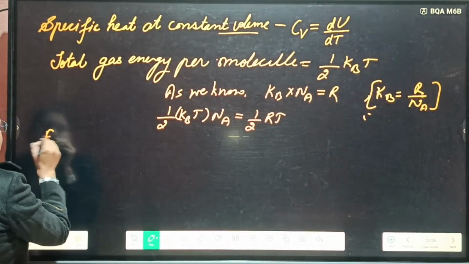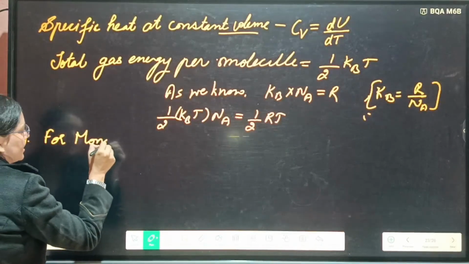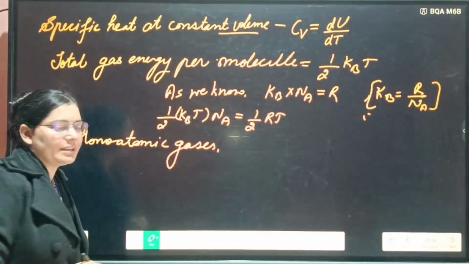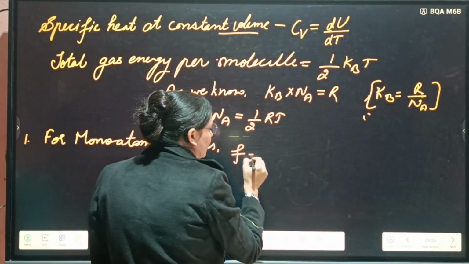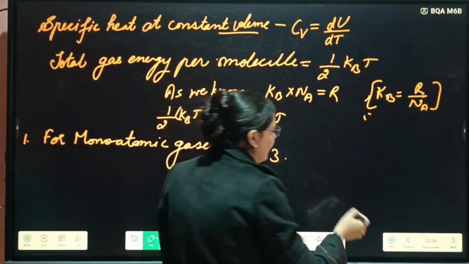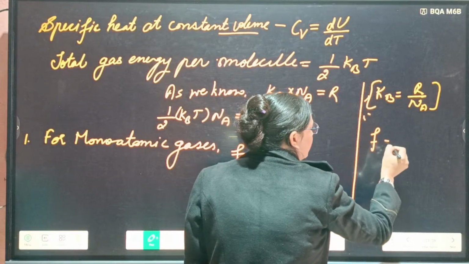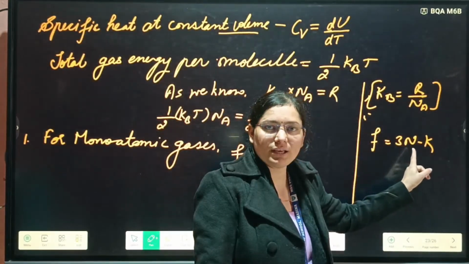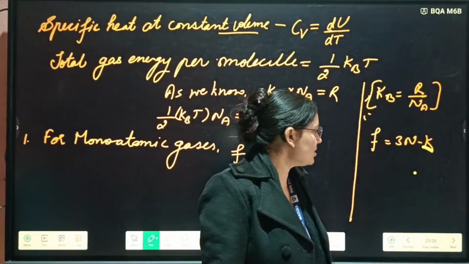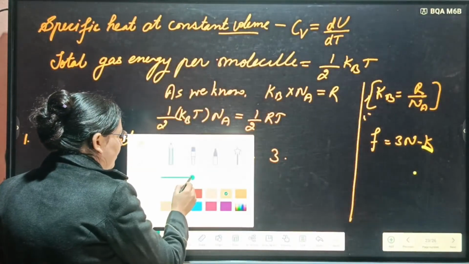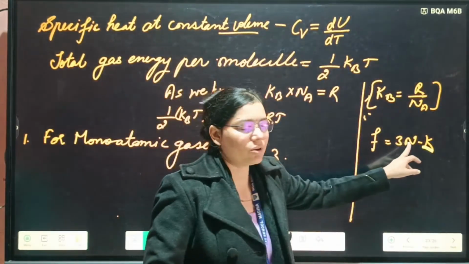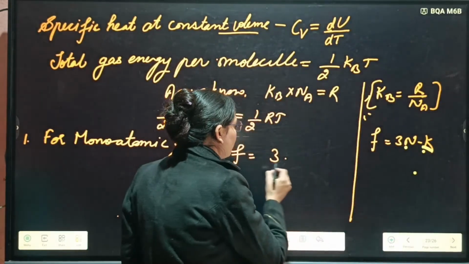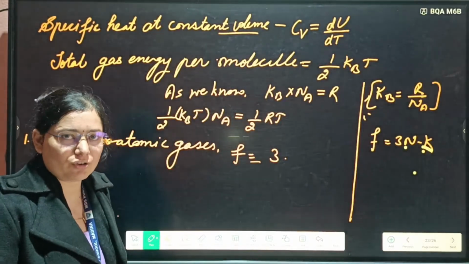First, for monoatomic gases, we found the degree of freedom. The degree of freedom F for monoatomic is 3. We found this by using F equals 3n minus K. Again, I am telling you: F is the degree of freedom, n is the number of gas molecules, and K is the restriction. For monoatomic, the number of molecules is 1 and the restriction is 0, so it gives us F equal to 3 degrees of freedom.